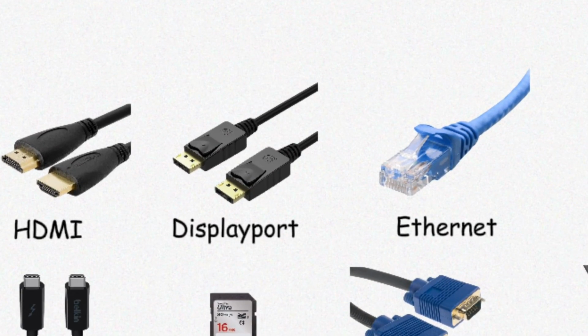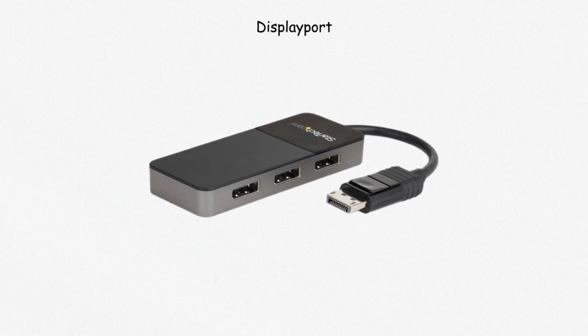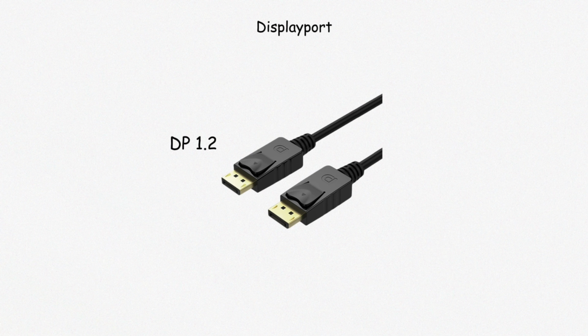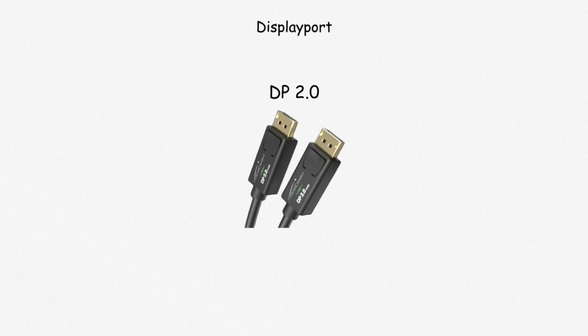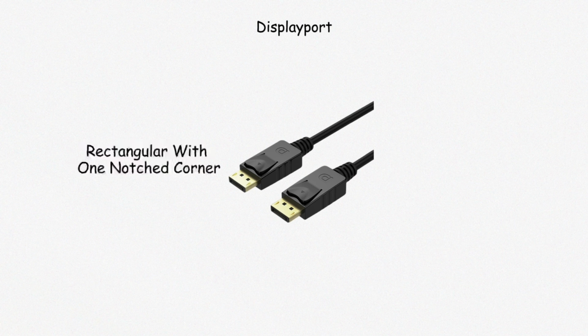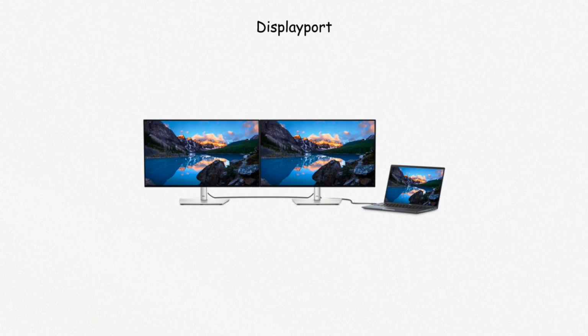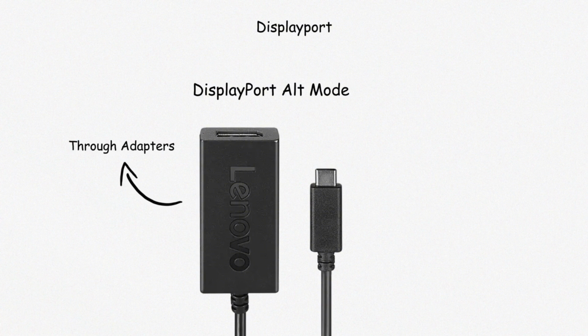DisplayPort also sends digital video and audio. It supports higher bandwidth than HDMI and can drive multiple monitors from one port. DisplayPort 1.2 supports 4K at 60 Hz. Version 1.4 allows 8K. DisplayPort 2.0 supports up to 16K or two 8K monitors. The connector is rectangular with one notched corner. DisplayPort allows daisy chaining monitors. HDMI does not. Some USB-C ports support DisplayPort Alt mode, which allows video output through adapters.